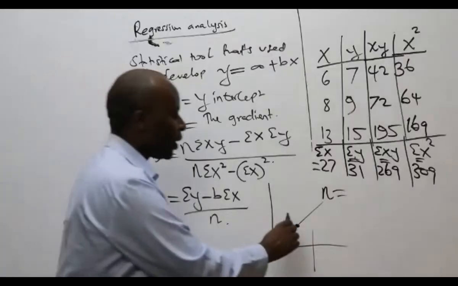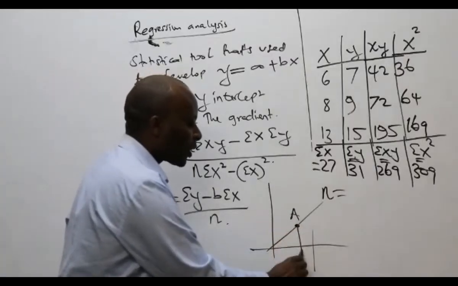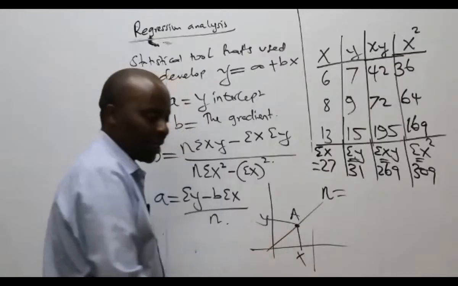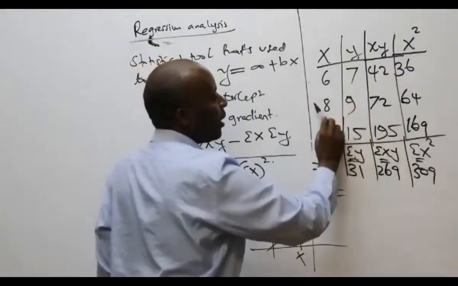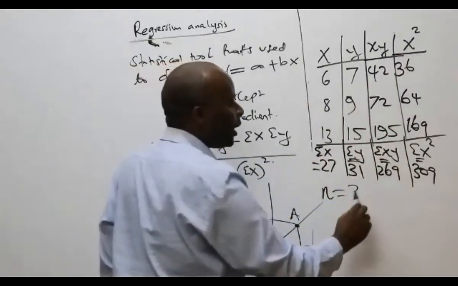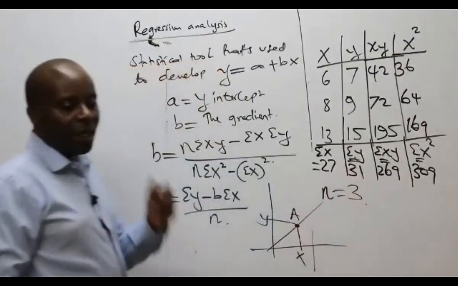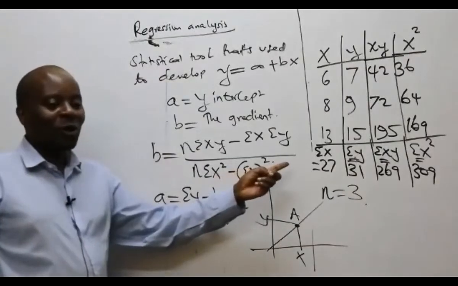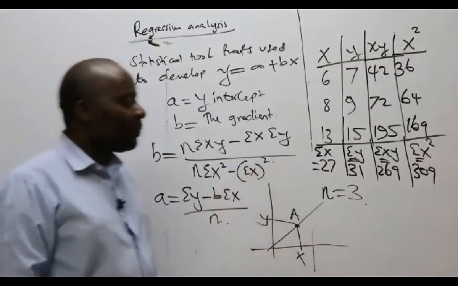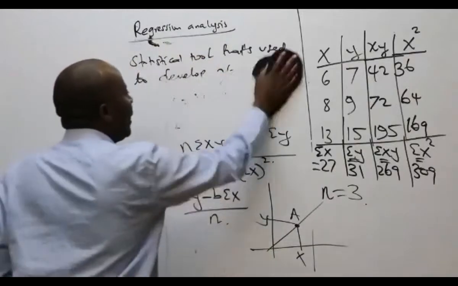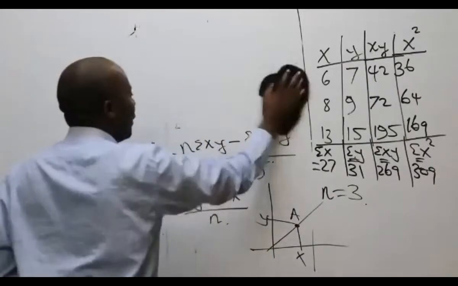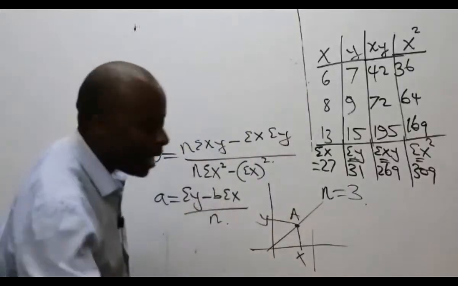If this is point A, it has got an x coordinate and a y coordinate. So when you see this xy, this is point number 1, point number 2, point number 3. N is 3. Please don't count the totals. The next thing is to plug in the values that we have in the formula.